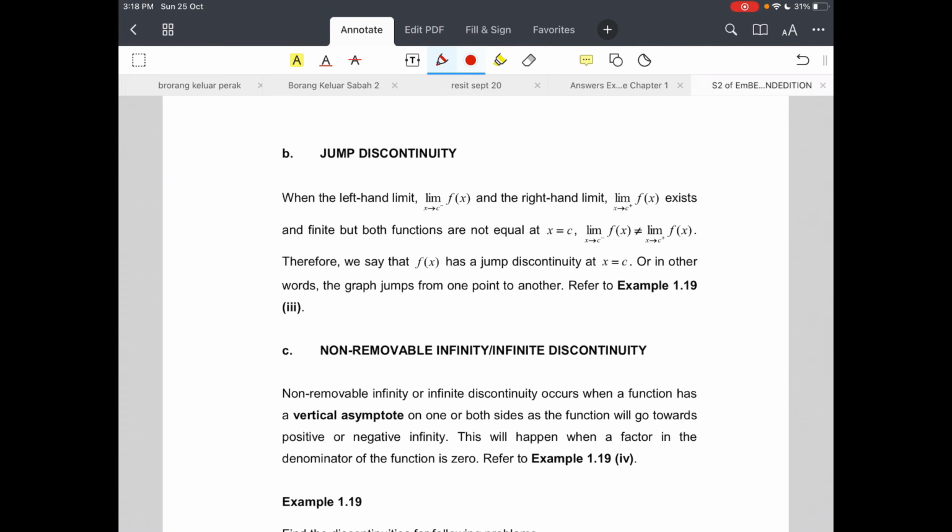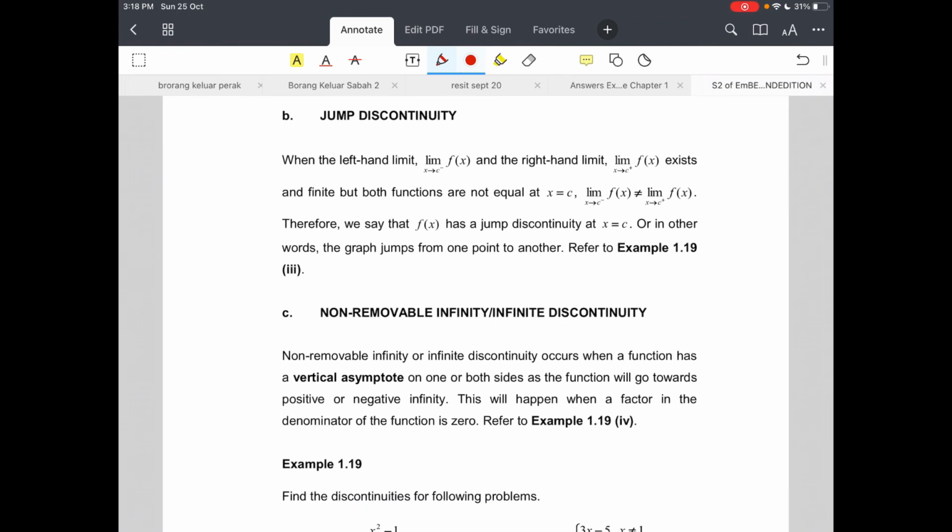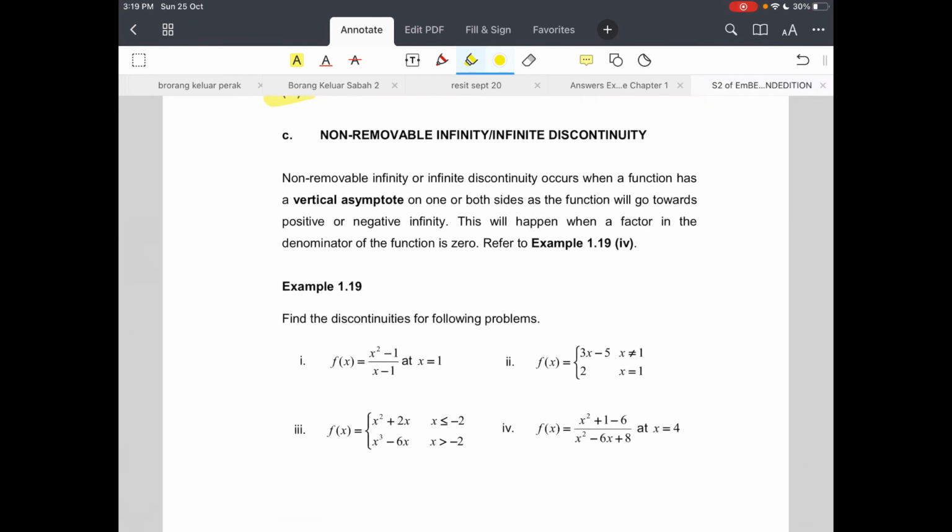So we go to the second type, which is jump discontinuity. It happens when the left-hand limit and the right-hand limit exist and are finite, but both are not equal at x equals c. So the left side and right side yield different answers, and we can say f(x) has a jump discontinuity. We're going to look into example 1.19 3.